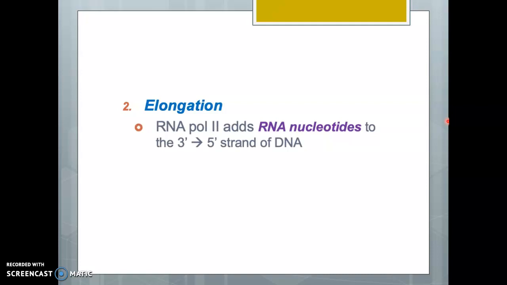And the order in which the RNA nucleotides are added is not random. That's why it makes a difference whether you're using the 3' to 5' strand or the 5' to 3' strand. We are still going to follow the rules of complementary base pairing. The only difference is that instead of adenine pairing with thymine, adenine is going to pair with uracil because uracil replaces thymine in RNA.